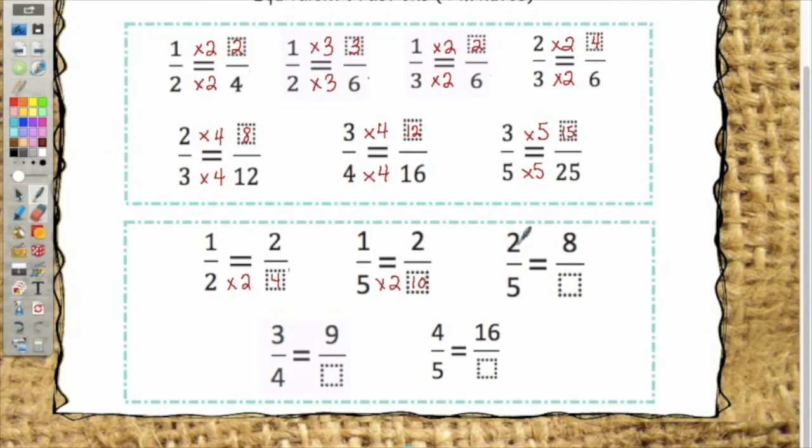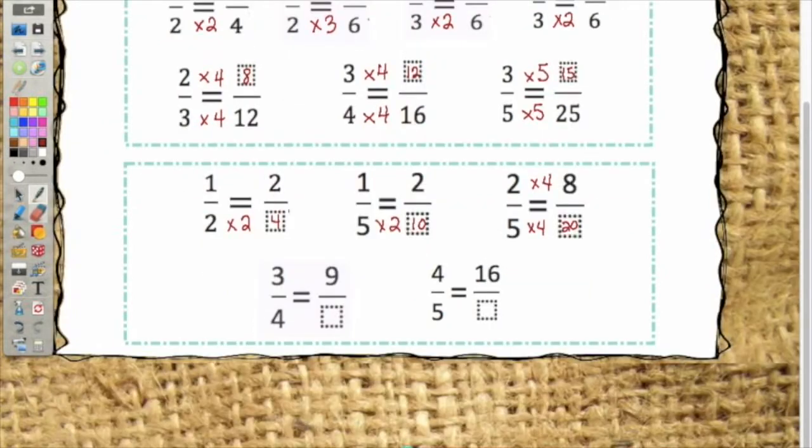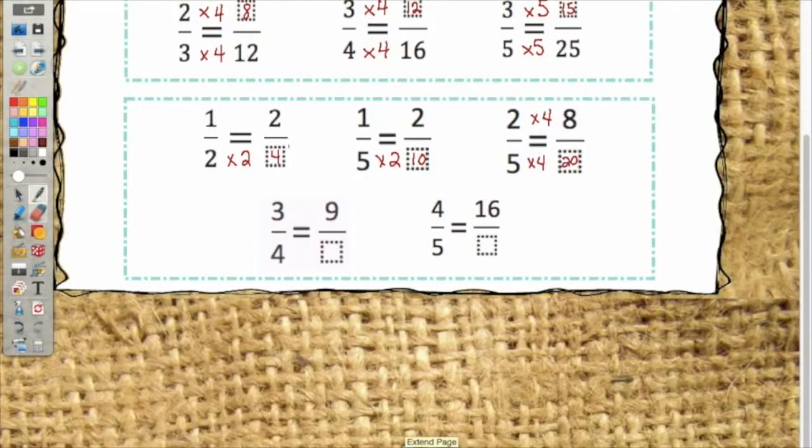And then 2 times something equals 8. 4. Okay? So 5 times 4. 20. Good. Try those next 2 on your own. Okay, so fist to 5. You kind of know what you're doing? I know. I feel like you did this in 4th grade, okay?